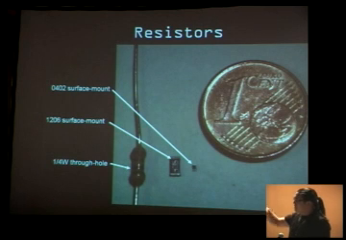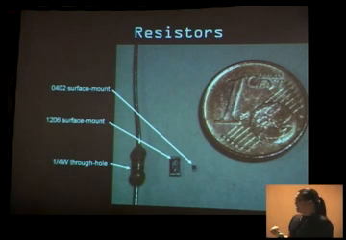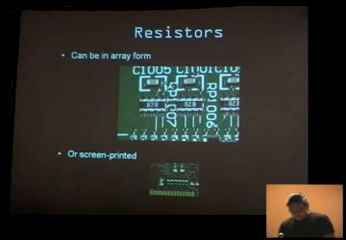There's 1206 surface mount and 0402. When you read those numbers, they are the first two digits times 10 in mils, which are thousandths of an inch. So 1206 is a 120 by 60 mil resistor. That's the footprint they have. And they get even smaller. 0201s are basically the size of a speck of salt. They're very hard to see. 0402 is about the smallest you can hand solder.